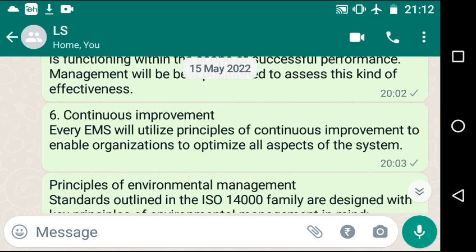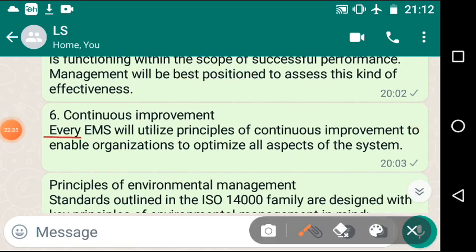So reviewing is just a formality to make sure that the environmental management system is working in that company. At the same time, the scope of that company is also being achieved, making for the successful performance it is doing. Management will be best positioned to assess this kind of effectiveness. And the last is continuous improvement.